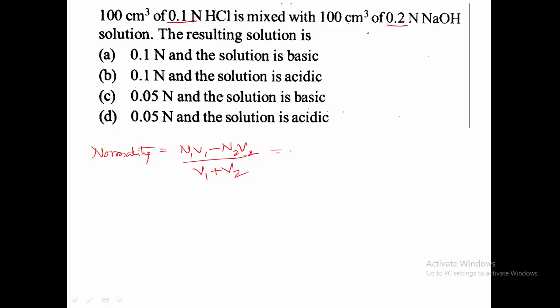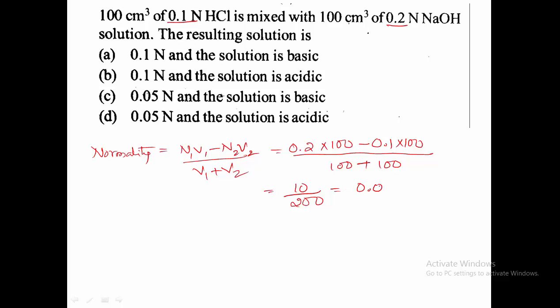ಈ ಫಾರ್ಮುಲಾನ ಯೂಸ್ ಮಾಡ್ತೀವಿ. So N = (N1V1 - N2V2)/(V1 + V2). N1 means 0.2 into 100 minus 0.1, that is N2, and V2 is 100 divided by V1 ಅಂತ ಹೇಳಿದ್ರೆ again it is 100 only, plus V2 is also 100. So how much we will get? 0.2 into 100 minus 0.1 into 100 will give 10 divided by 100 plus 100, 200. Upon simplification we will get 0.05 N NaOH.